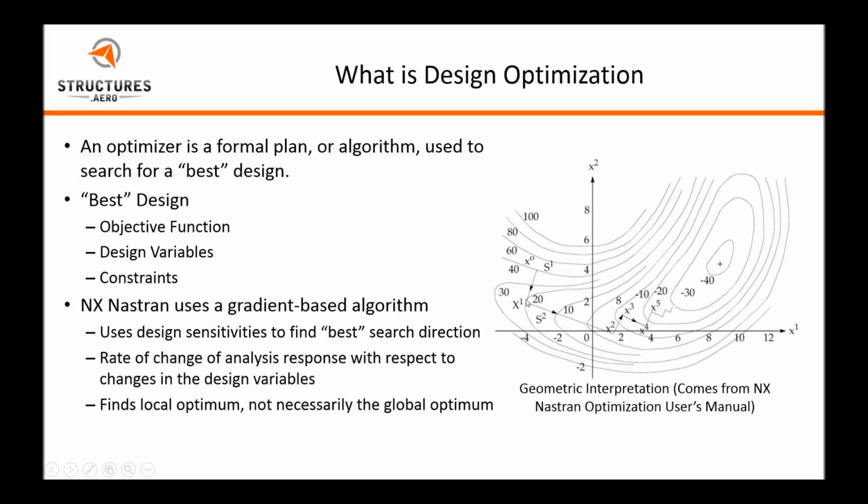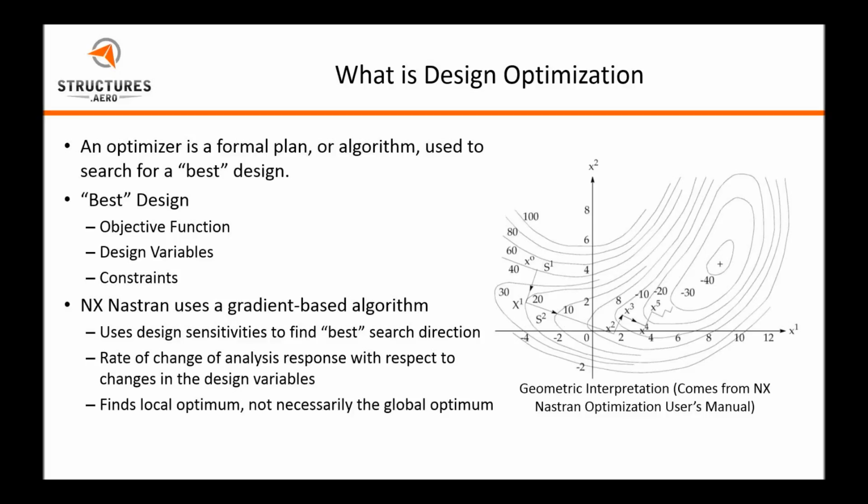If we start the design point over here on our contour plot, our steepest descent direction is found by the optimizer through design sensitivities. You'll notice that that direction is perpendicular to the contour that we're lying on. It'll step in that steepest descent direction, search for a minimum in that direction, reevaluate the design sensitivities, and find a new steepest direction. That's essentially what NX Nastran, the design optimization solution sequence, is doing in the background.